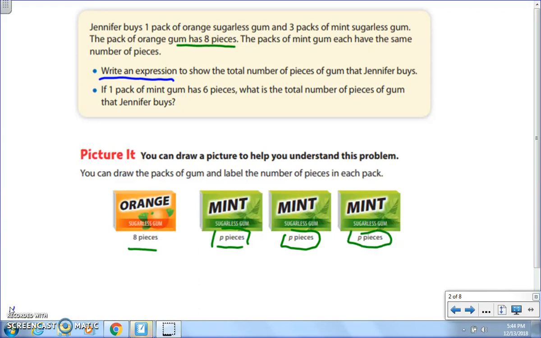The overall goal is to try to figure out, in 1 pack of mint gum, which has 6 pieces, what is it to, oh, sorry. Take it back. It says the packs of mint gum have the same number of pieces. Write an expression to show the total number of pieces of gum that she buys.